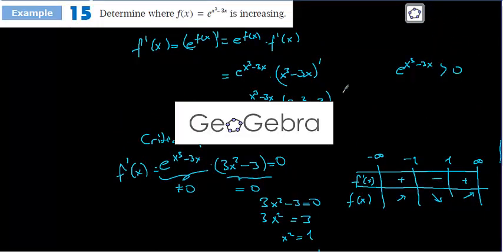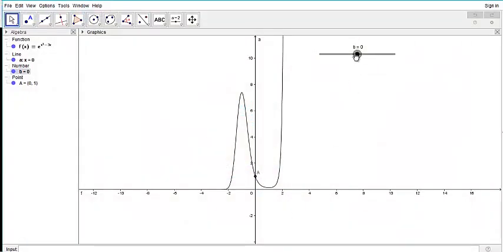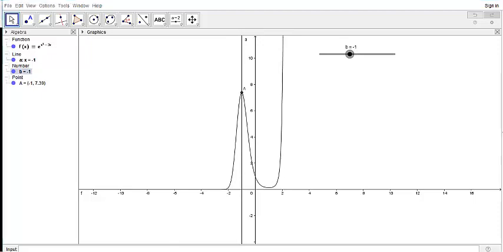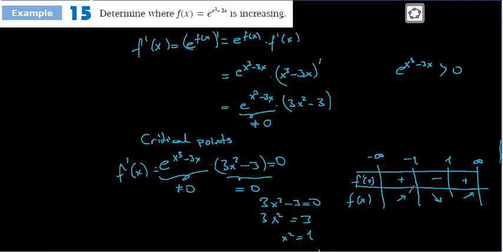I drew it with the GeoGebra program, and when we analyze it, as you see, follow this dot please. This is the e to the power of x cubed minus 3x graph, and I'm getting closer to point minus 1. At the top here, it is x equal to minus 1, and till minus 1 the function is increasing. If you remember our graph here, till minus 1 the function is increasing.